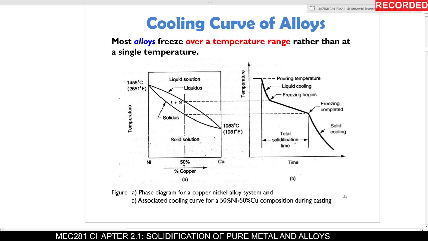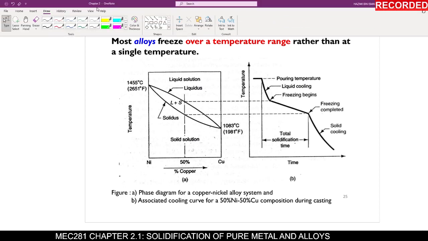Tapi dekat mana? Based on apa-apa composition lah. Contoh dia kata kat sini, yang B adalah cooling curve untuk 50% nickel and 50% copper. Tengah-tengah lah kan. Copper sini 100%, sini nickel 100%. So tengah-tengah dia 50% nickel, 50% copper. So kita tarik line sampai dapat jumpa kat point kat sini. Saya tukar warna.